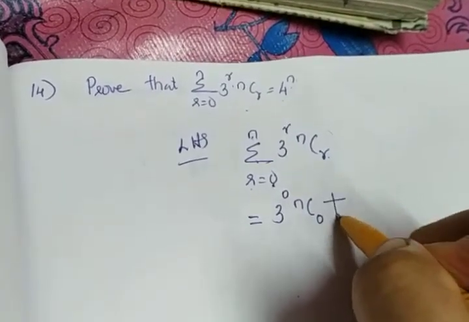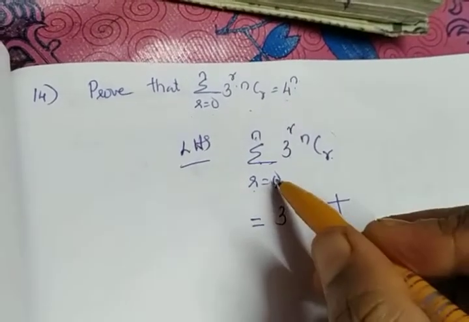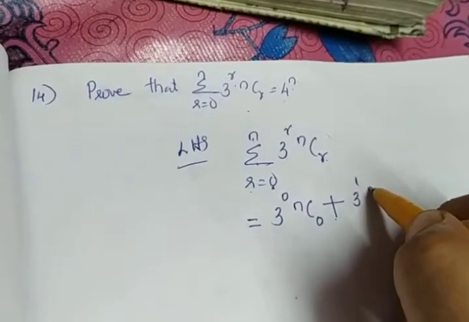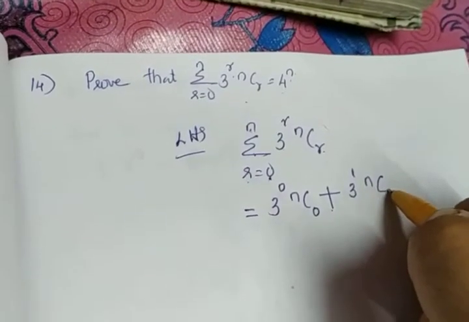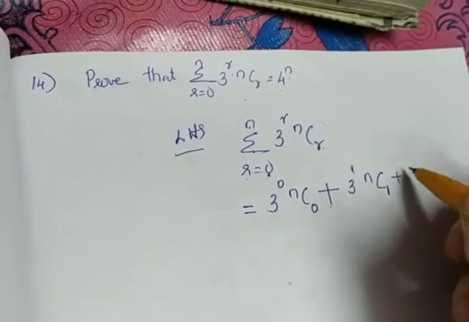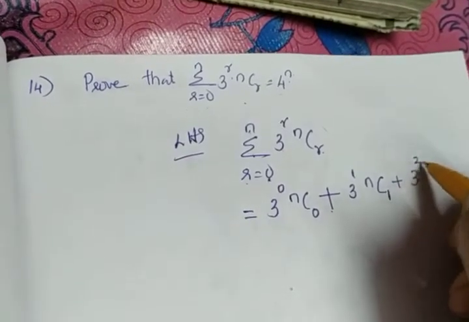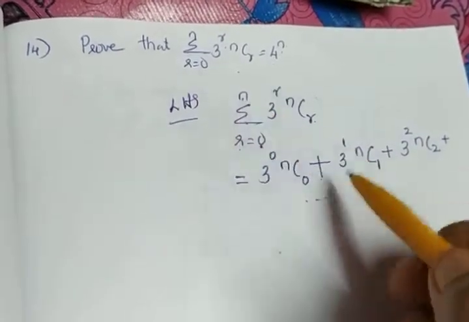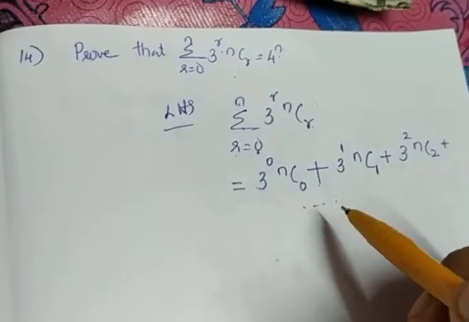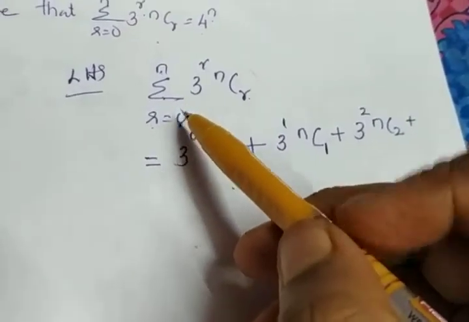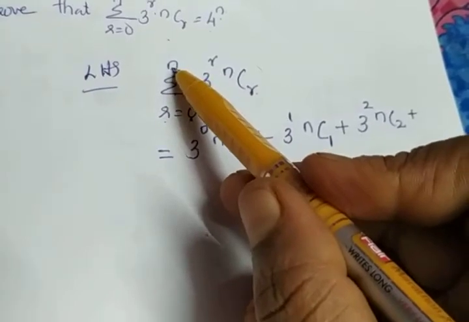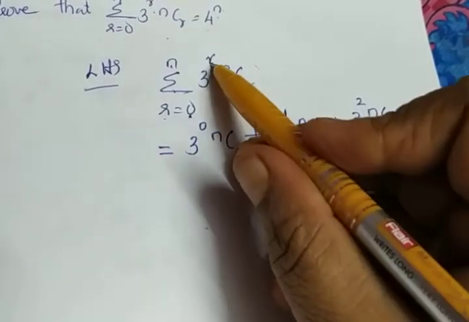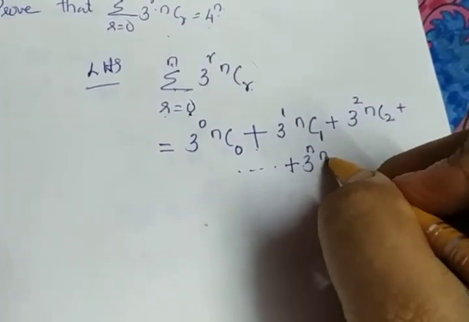Summation stands for plus. So the second term is separated by plus. Again, the next value which r takes is 1. So what we get? 3 raised to 1 into nC1. Plus the next value which r takes is 2. So 3 square into nC2. Plus etc. Means there are many terms. We are not going to write all the terms. Again, we will write the last term. The last value which r will take is n. So what will be the term? Plus 3 raised to, instead of r we replace by n. So 3 raised to n into nCn.